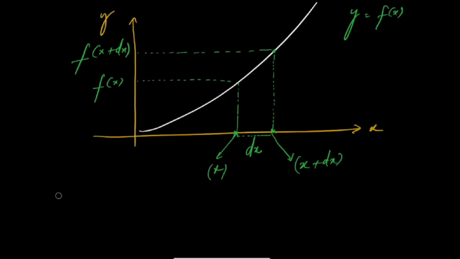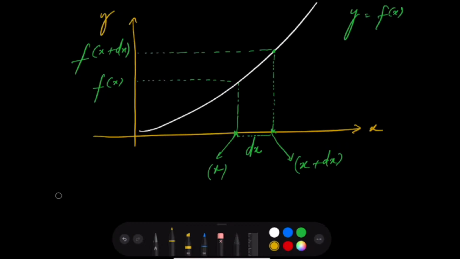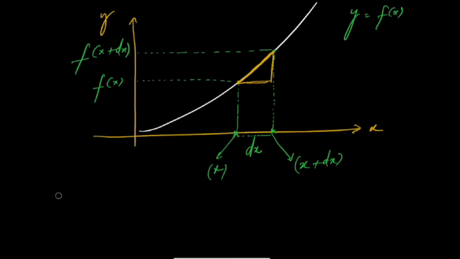Now here you'll get this small triangle. And if these two points are very close, this portion of the curve will almost look like a straight line. That means now you can apply the formula for slope. What is the formula for slope? Change in value of y by change in value of x, right? So m is equal to delta y by delta x. But when delta y and delta x are small, they become dy and dx. So the slope will be m equals dy by dx.